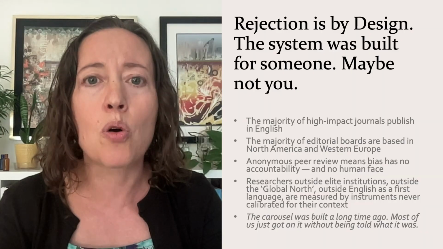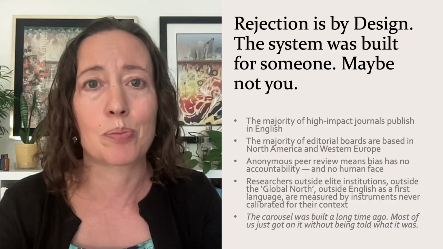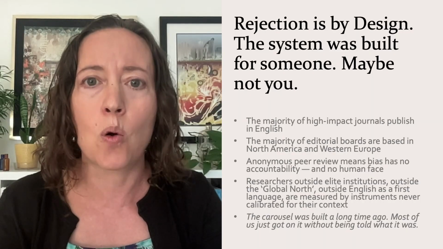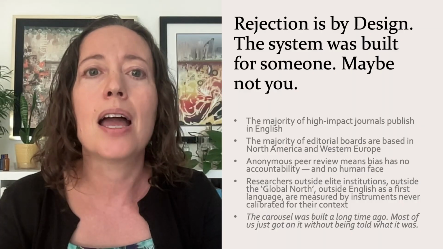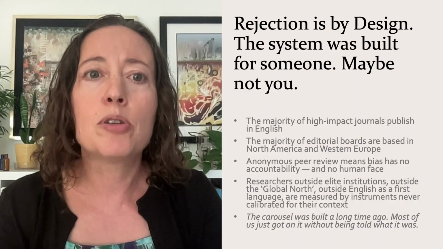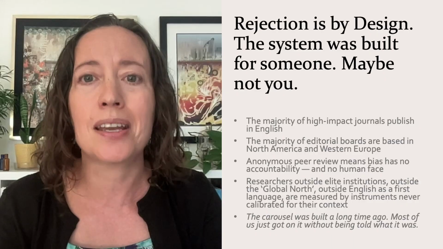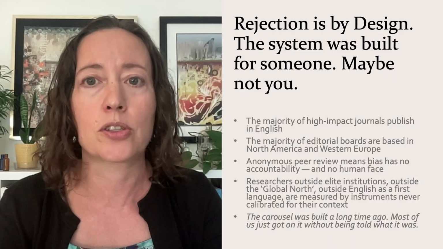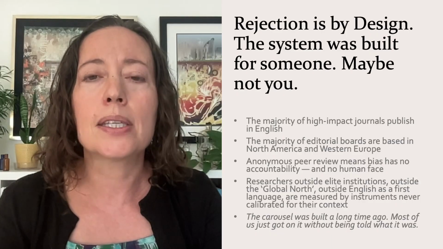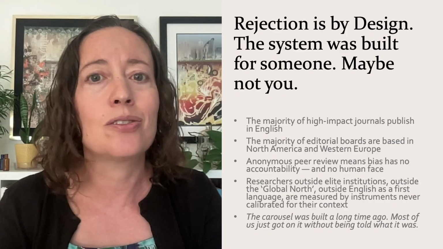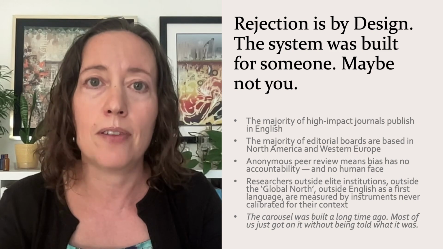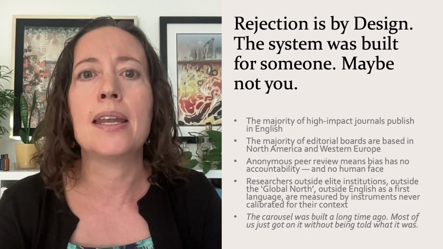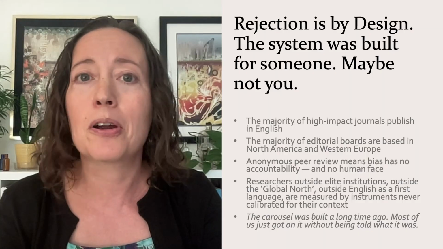This is not a rogue reviewer problem. It's a systems problem. The academic publishing infrastructure was built in and for a specific linguistic and geographic context. The majority of high-impact journals publish in English. The majority of editorial boards are based in North America and Western Europe. The peer review system is anonymous, which means bias has no accountability and no human face. A reviewer who cannot distinguish between a language barrier and an intellectual one will never be corrected.